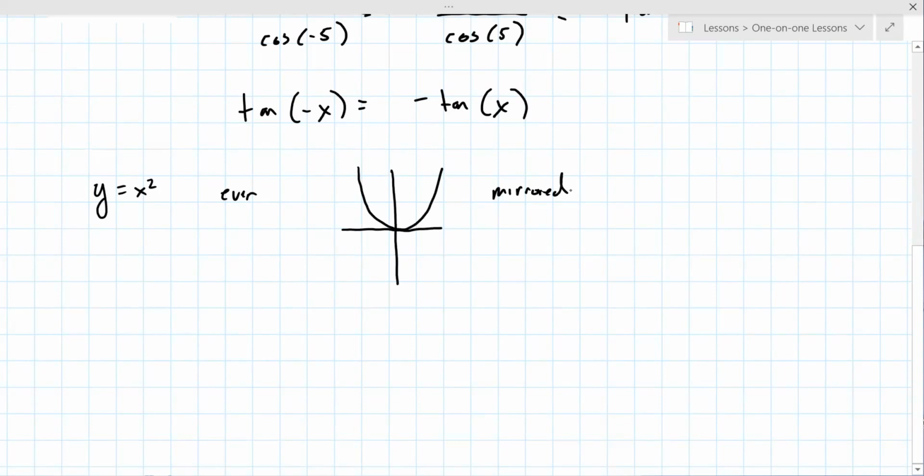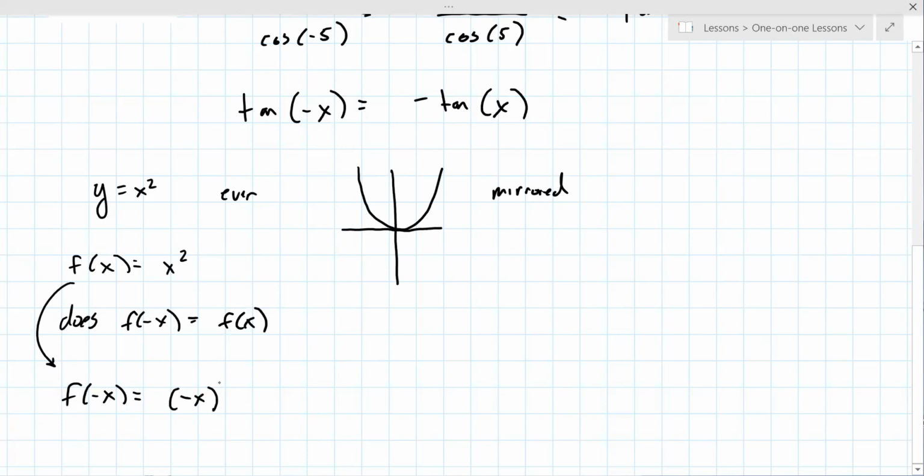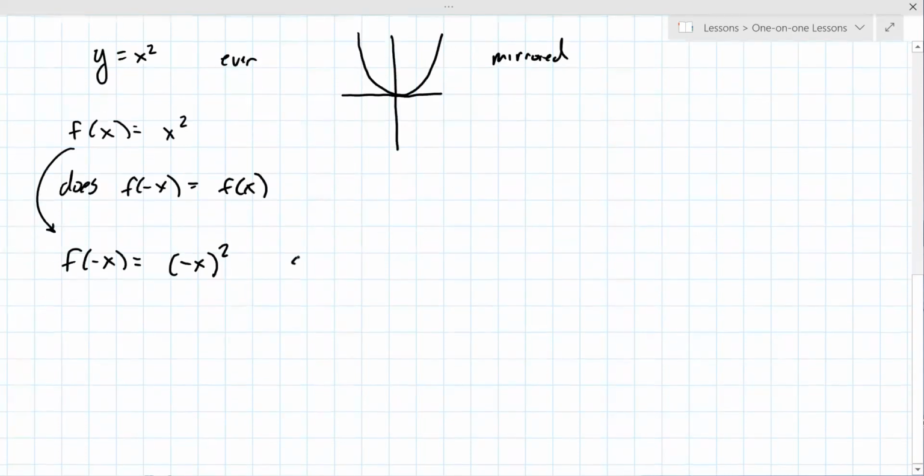Do you see that? And then the way that you test for an even function is you figure out, does f of minus x equal f of x? So in other words, you take this function and you put minus x in for x, and then you simplify it. So here you simplify, and you get x squared, and you ask yourself, is this the original function? And it is, yes. So it's even.